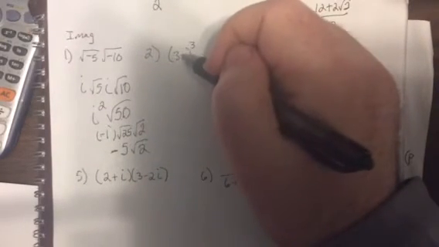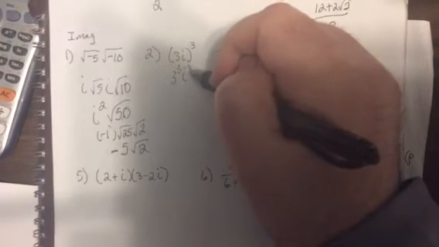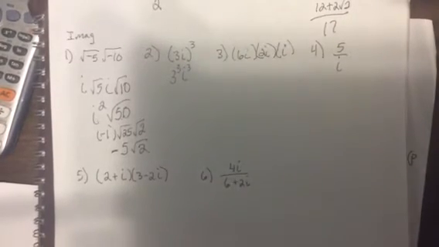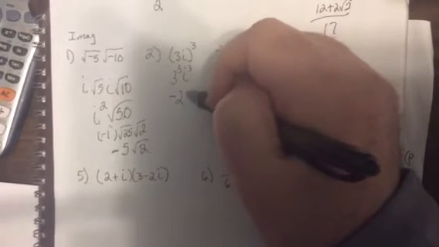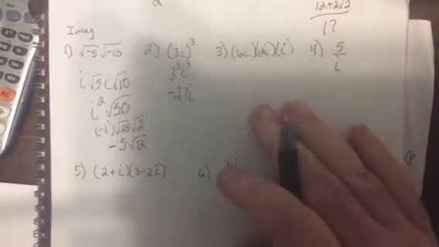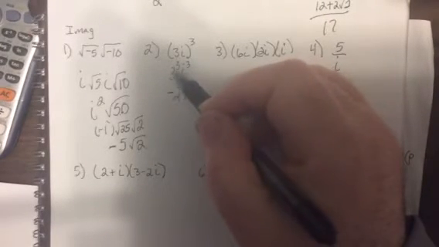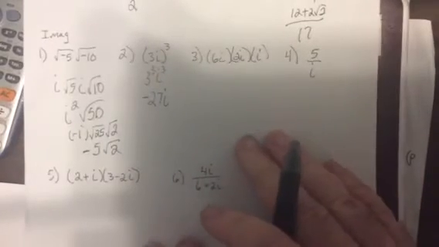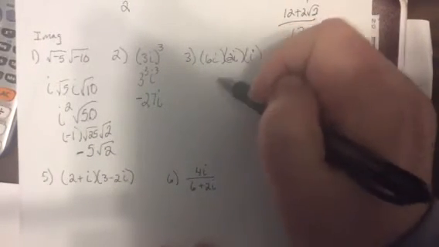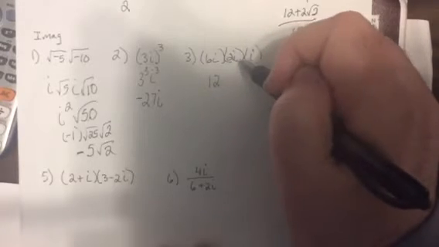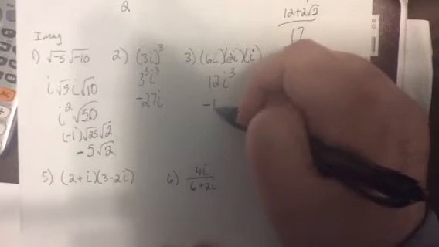Now here, no pluses or minuses, so it's just 3 cubed, i cubed. What's i cubed? That's right, negative i. 3 cubed is 27, so the answer is negative 27i. Now notice this is multiplication, so it's negative i times 27, not 27 minus i. Now this one, 6 times 2 is 12, times 1 is 12. i to the 7th is i cubed, so again, that'd be minus 12i.